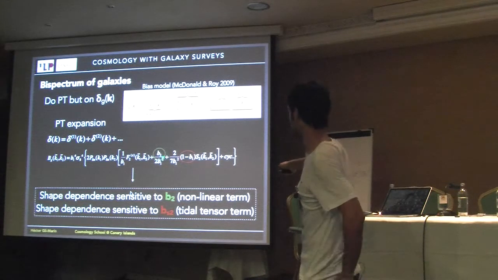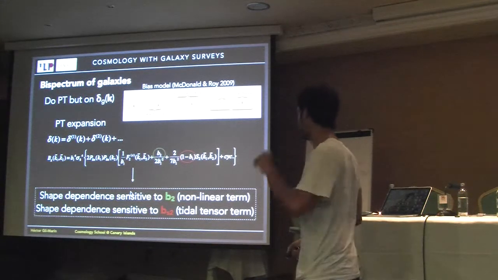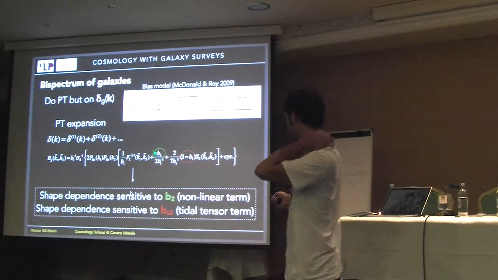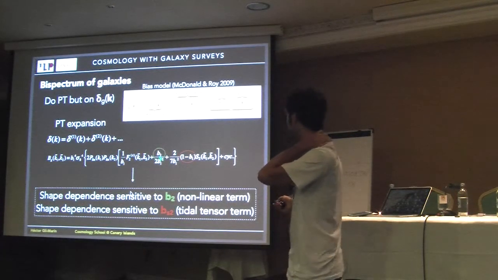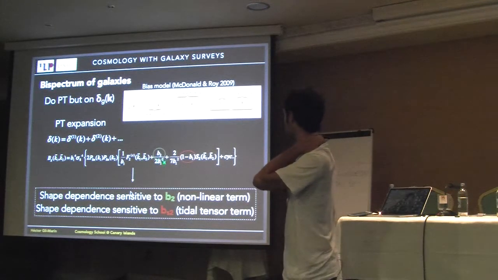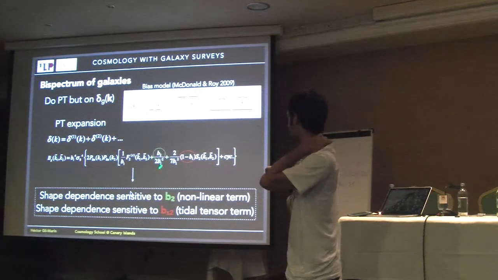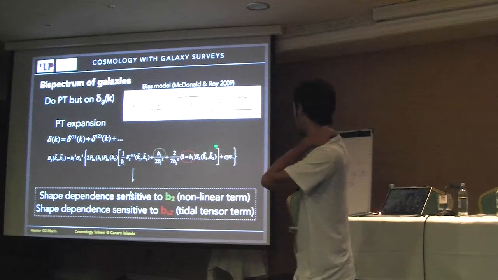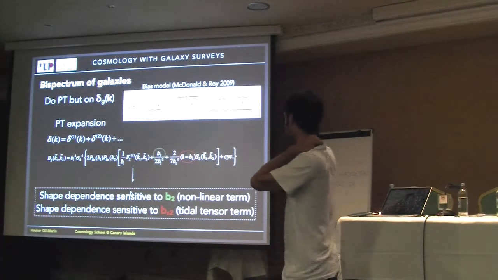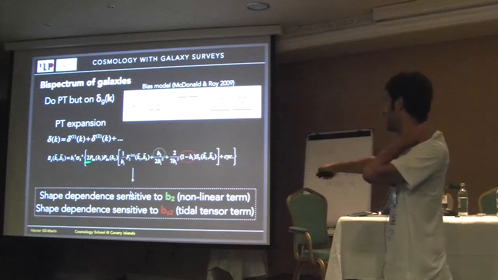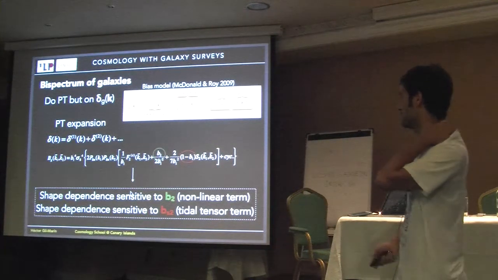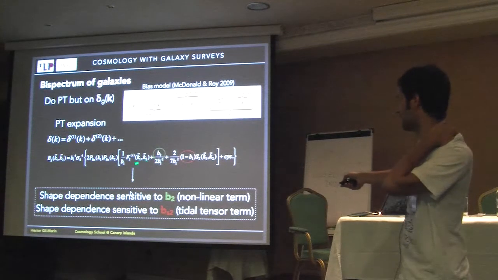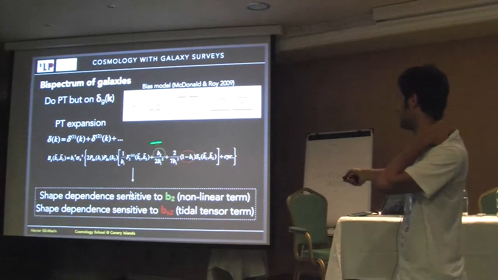But if you consider the bias, then there is this term coming here, and you can see that the way the bias enters into this signal, it depends on the shape. So for instance, this B2 here enters as nothing else but a constant term. B1 enters in different terms here, where F2 is the kernel I had written before. S2 is a different kernel, which is slightly different from F2. So basically, the way the signal of the bispectrum is going to change as a function of the angle between these two vectors here is going to be different for each bias parameter.